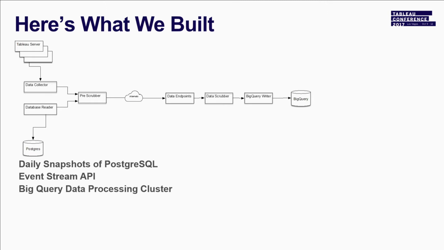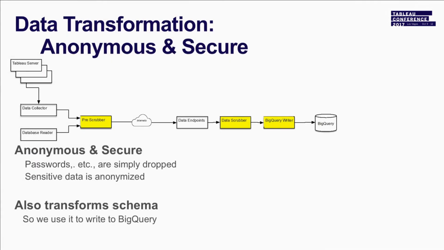Bless you. It helps to see the big picture here. So there's kind of 3 major components that I break this into. Daily snapshots of the database, an event stream API that gets installed along with Postgres server, and this BigQuery data processing cluster, which is really just a series of microservices that do various jobs as the data makes its way into the data store. Okay, so getting into a little bit more detail.